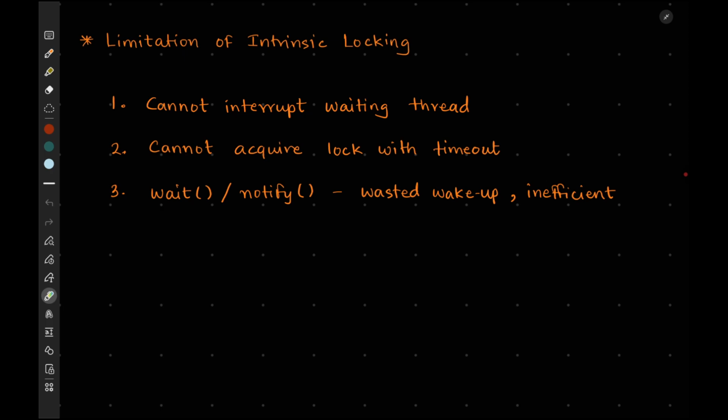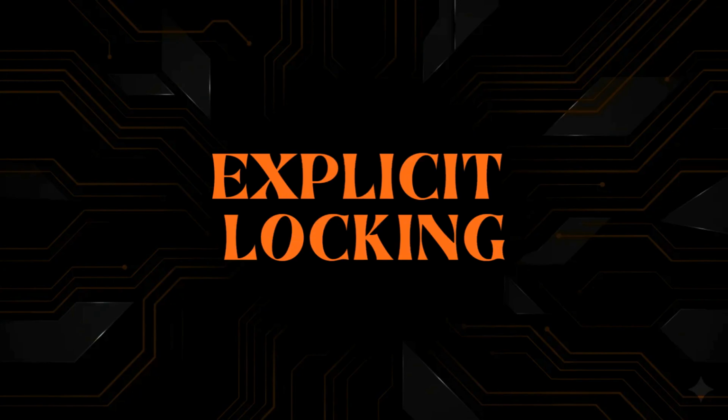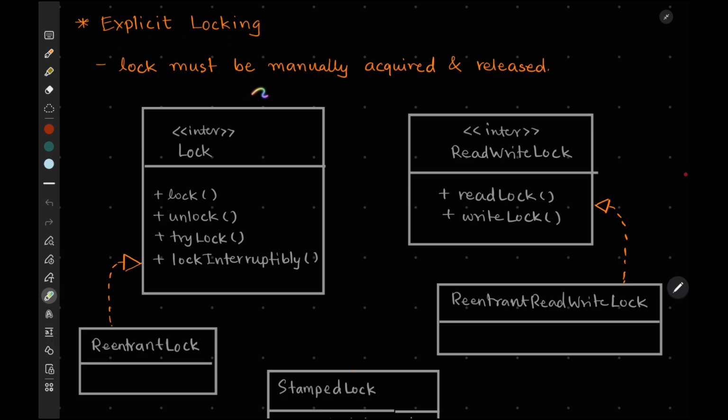So for simple cases, synchronized is great. But when you need more control, you need explicit locks. Explicit locks must be manually acquired and released, giving developers fine grained control. Advanced features like timeouts, interruptibility, fairness policies, and multiple condition variables.